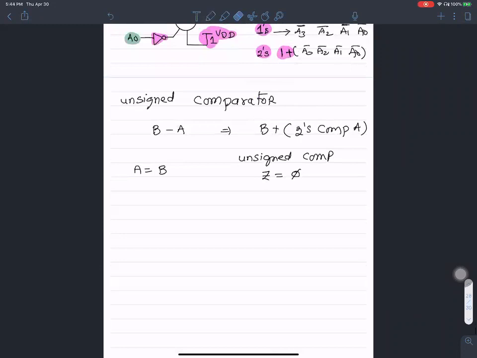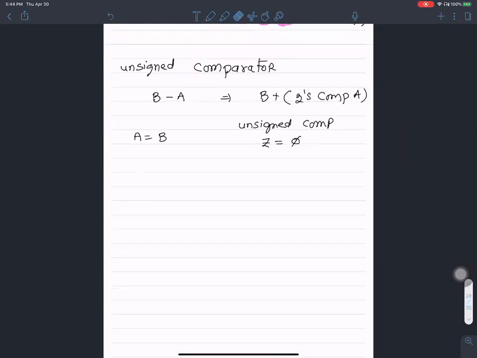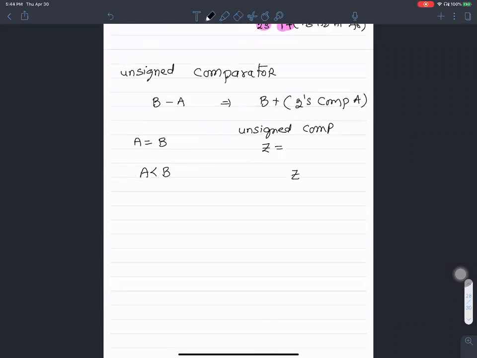Now if A is less than B, the Z term will be 1. Okay, when A equals B, Z term will be 1. When A is less than B, Z will be 0. And more importantly, there will be a carry signal, signifying that I have C. If A is greater than B, then C naught is going to be 0.